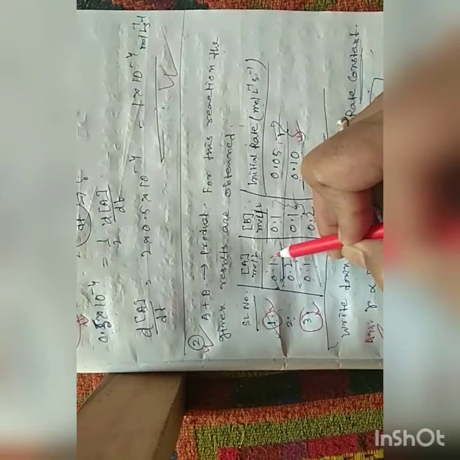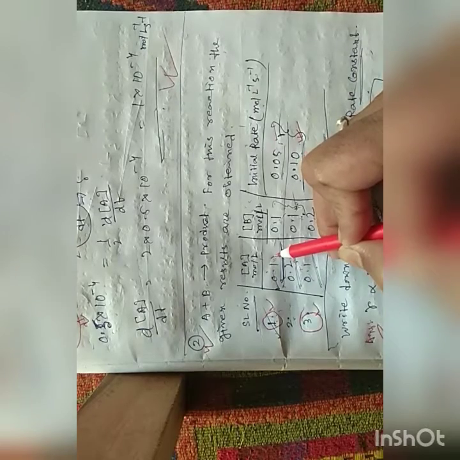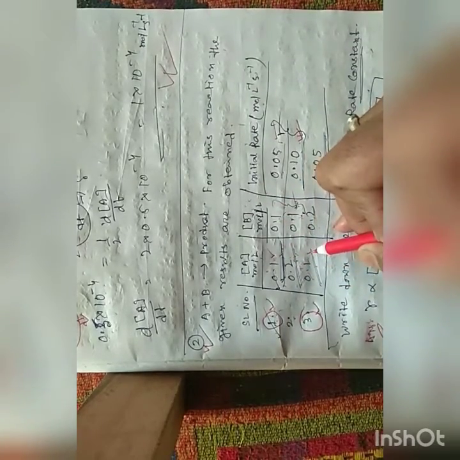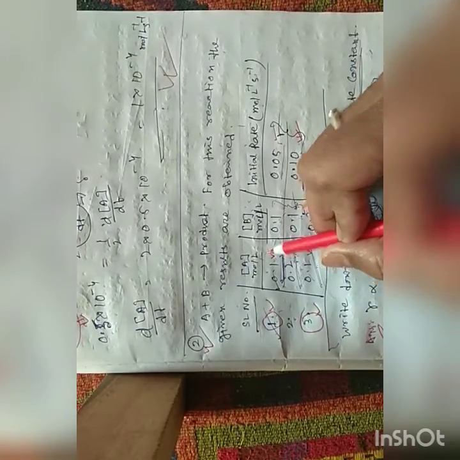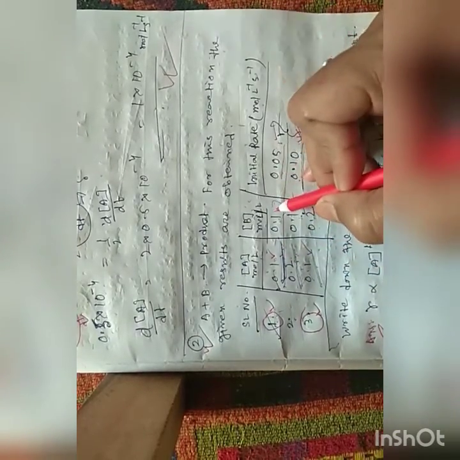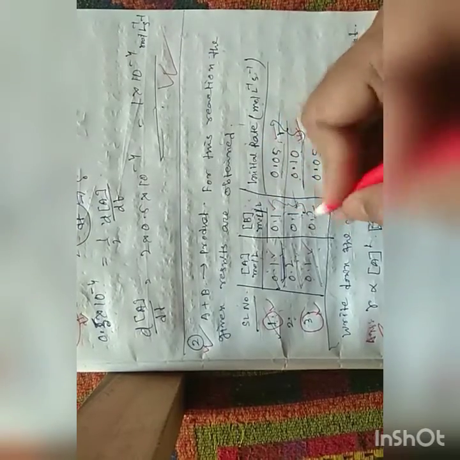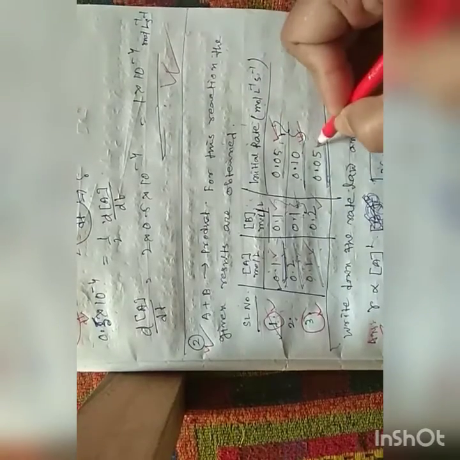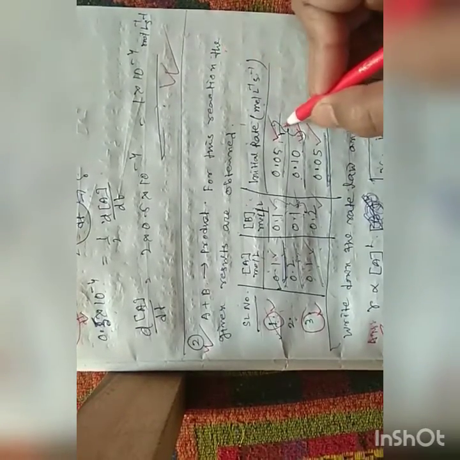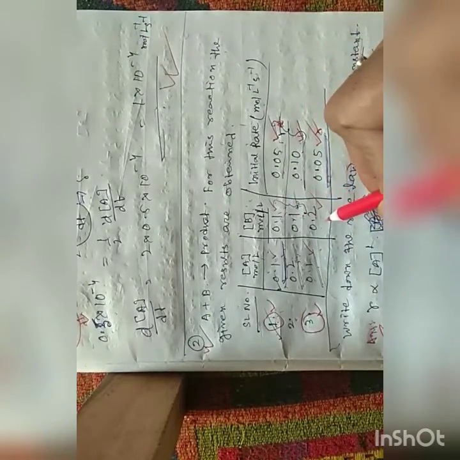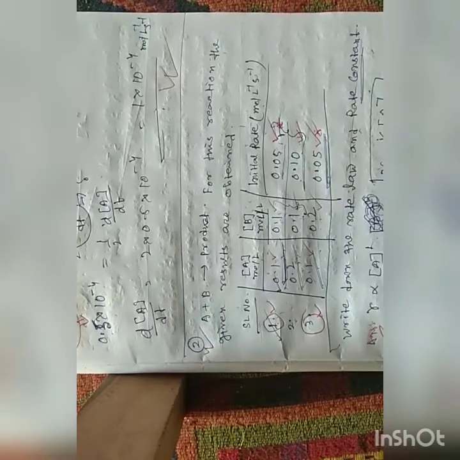The concentration of A was 0.1 and is still 0.1, so the concentration of A remains unchanged. Now the concentration of B is 0.1 and gets doubled to 0.2. The rate remains unchanged. Concentration of B is doubled, the rate is unchanged. That is why we can say that the rate is independent of the concentration of B for this given data.